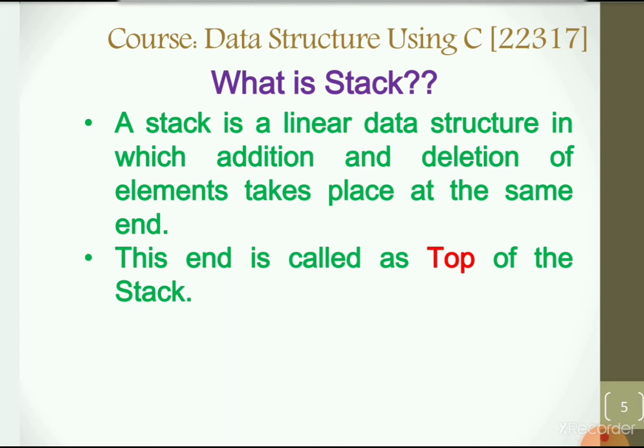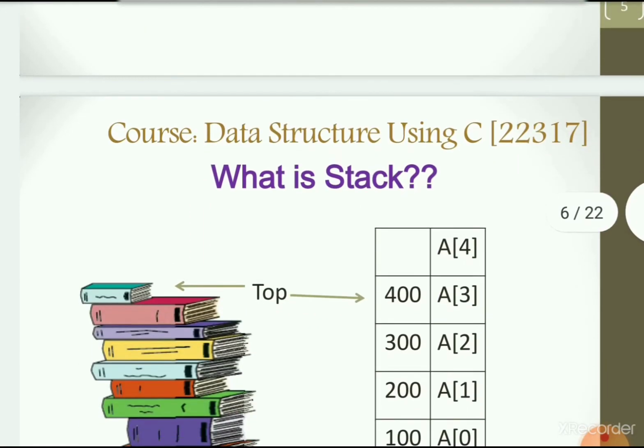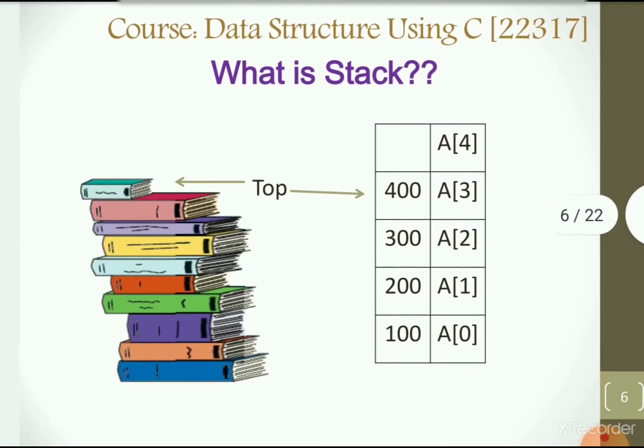So in this example, you can see there are a number of books, and this is the top. The topmost book is nothing but the top end. If you want to remove the books, you have to remove them from the top side. The book which is on the top, we have to remove first, then the next one, and the next one, like that we have to remove the books.